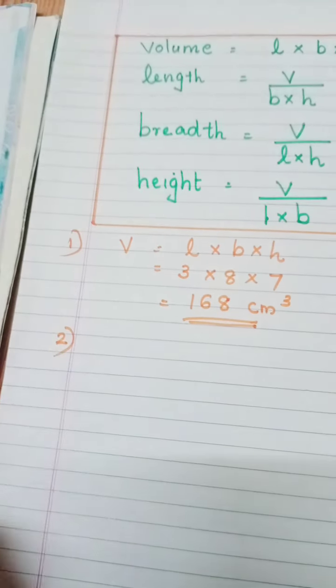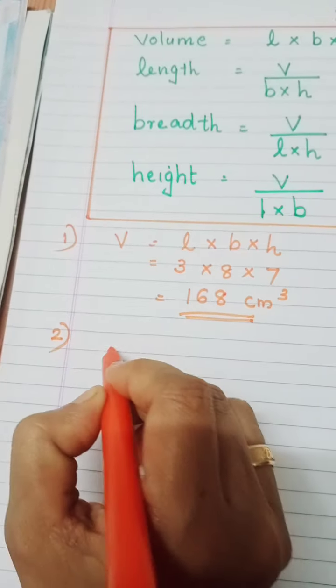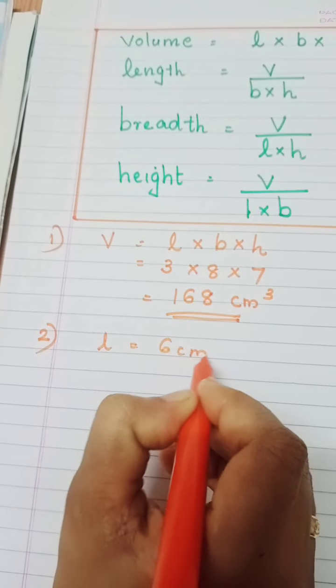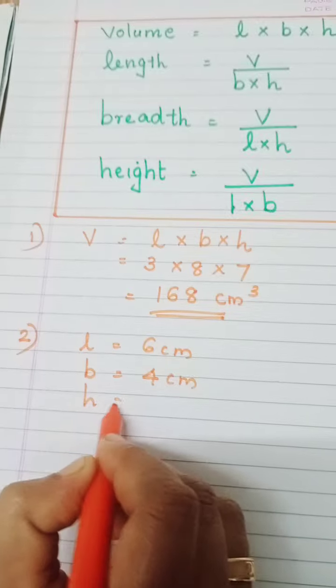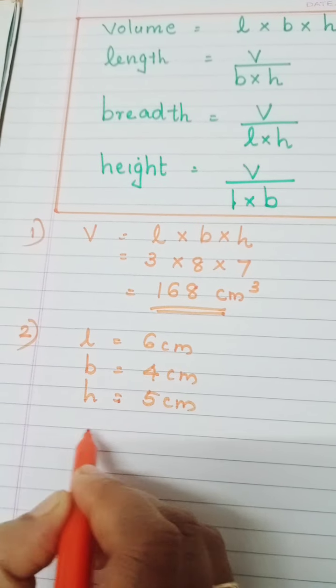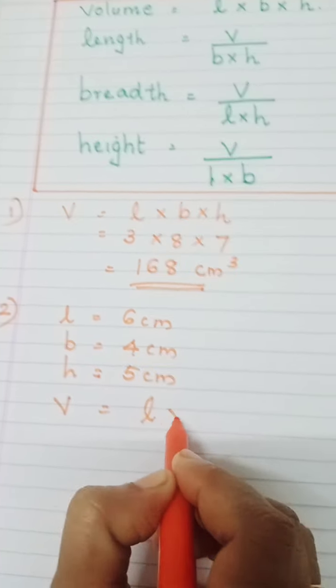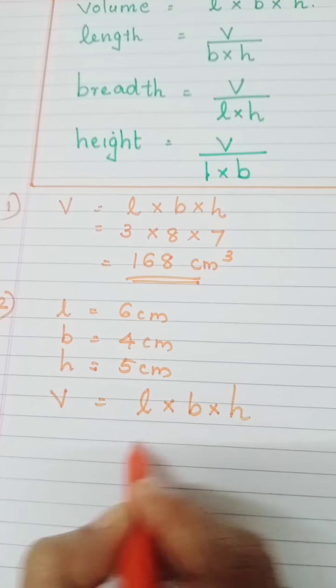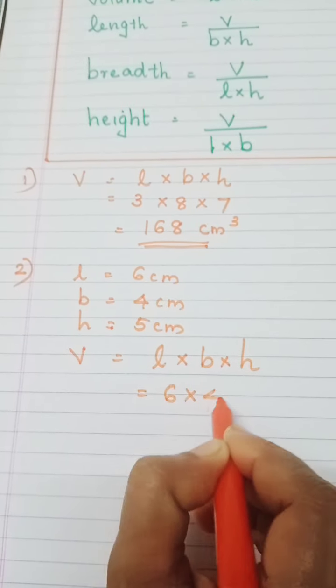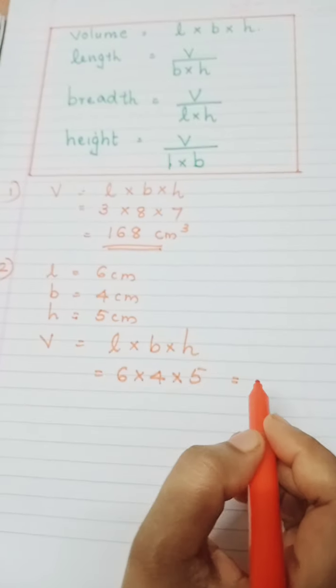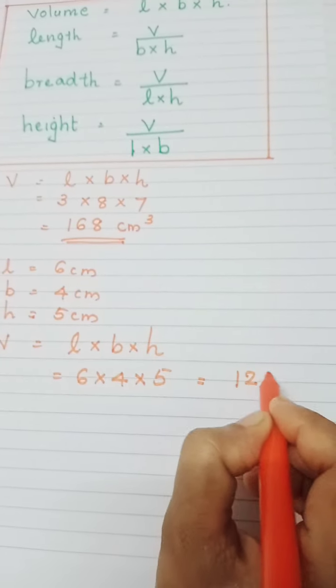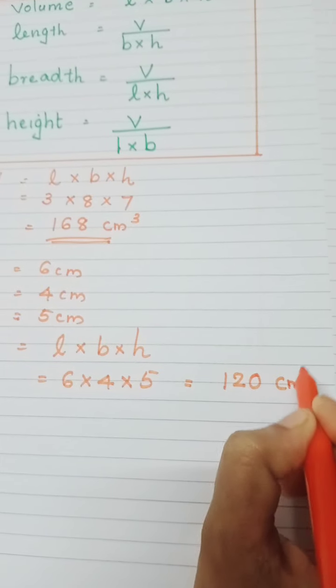Now let's find out the second one. Look in your textbook. The length is equal to 6 centimeter and the breadth is equal to 4 centimeter. Height is equal to 5 centimeter. How will you find out the volume? Volume is equal to length into breadth into height. So that is equal to 6 into 4 into 5. So when you multiply, you will get the answer as 120 centimeter cube.